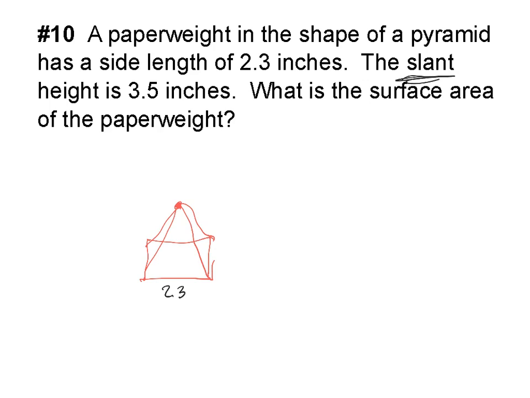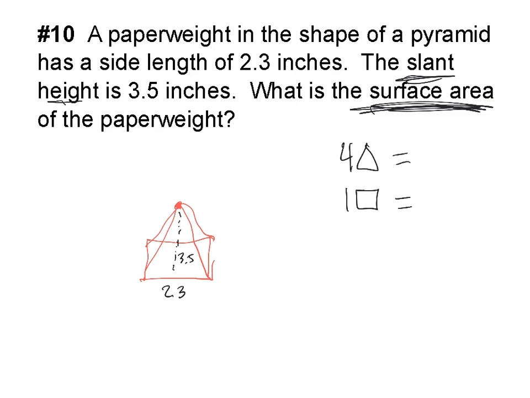And notice it says the slant height is 3.5 inches. Slant height is down the middle of the triangle, okay? So they want us to find the surface area. Remember what that means? We're adding up all the sides. So this shape has 4 triangles around the outside, right, and 1 square on the bottom. So let's find how much each of those are.